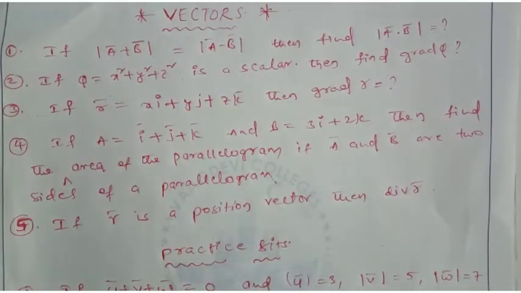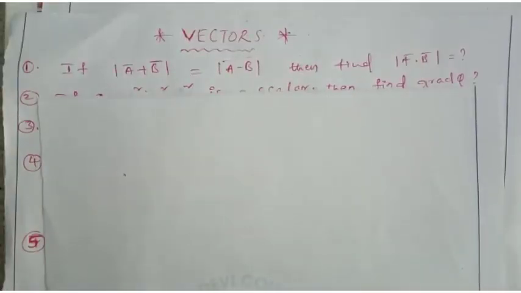Today we are going to discuss some important model problems in the vector topic. Let's start the video. If modulus of A bar plus B bar is equal to modulus of A bar minus B bar, then find modulus of A bar dot B bar.